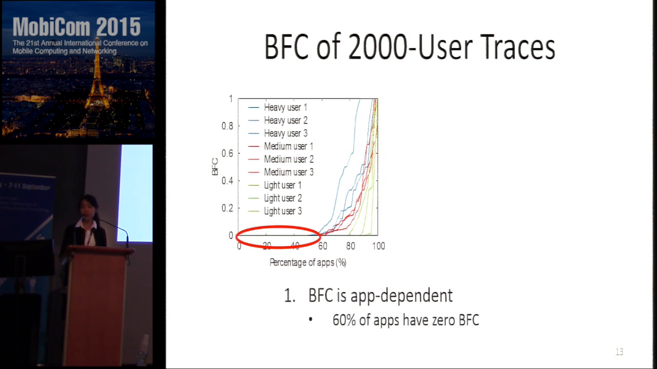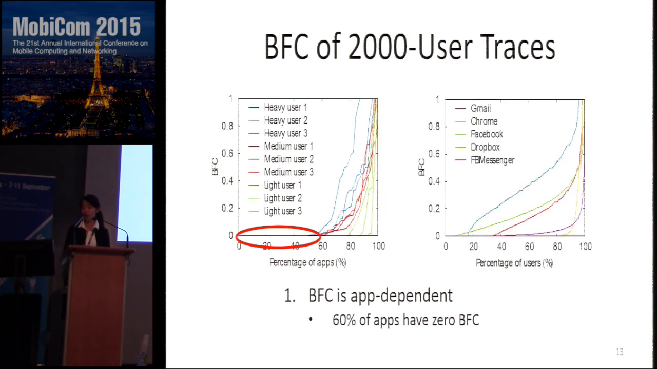And in addition, for about 60% of the apps, the BFC has a 0 value, which means there is a huge amount of room for us to suppress those useless activities so that the phone's energy consumption can be reduced.